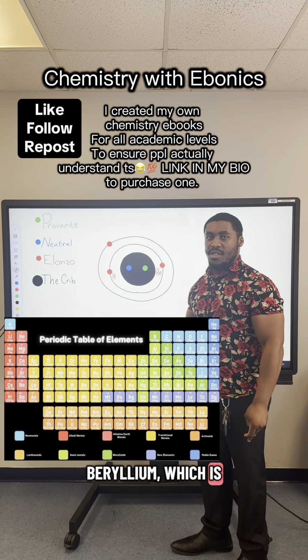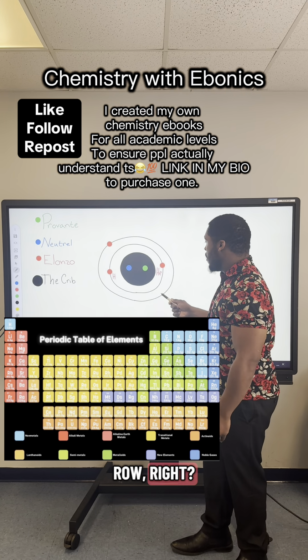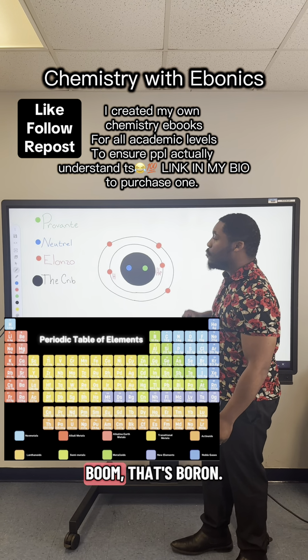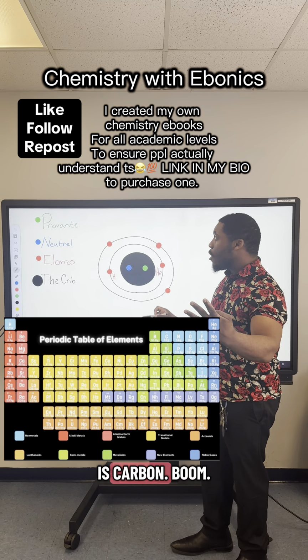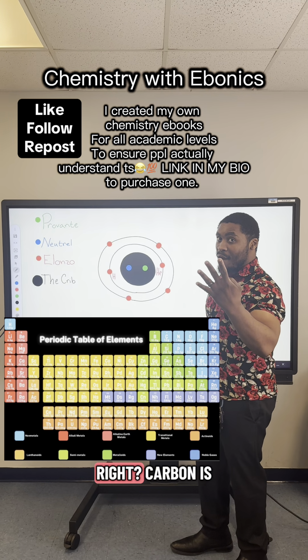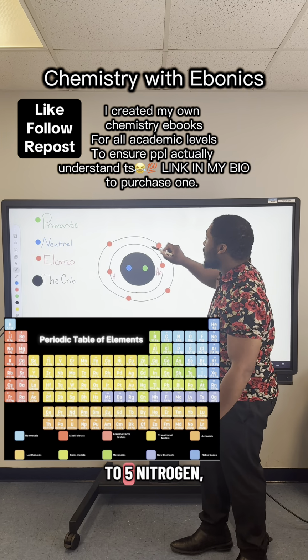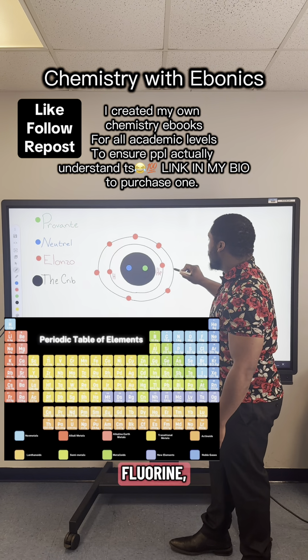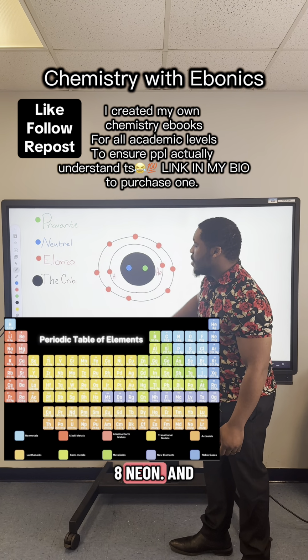Then you got beryllium, which is the second element in the second row, right? Boom, that's beryllium. And then the third one is boron, right? Boom, that's boron. The fourth one is carbon. Boom, 1, 2, 3, 4, right? Carbon is 4. And then let's go to 5. Nitrogen, 6. Oxygen, 7. Fluorine, 8. Neon.